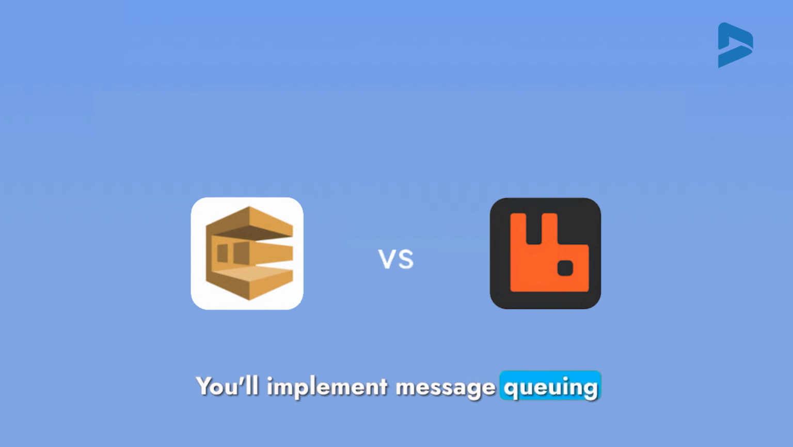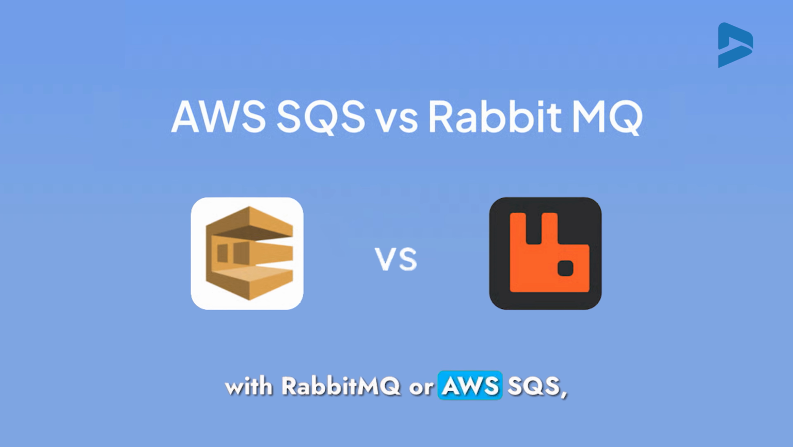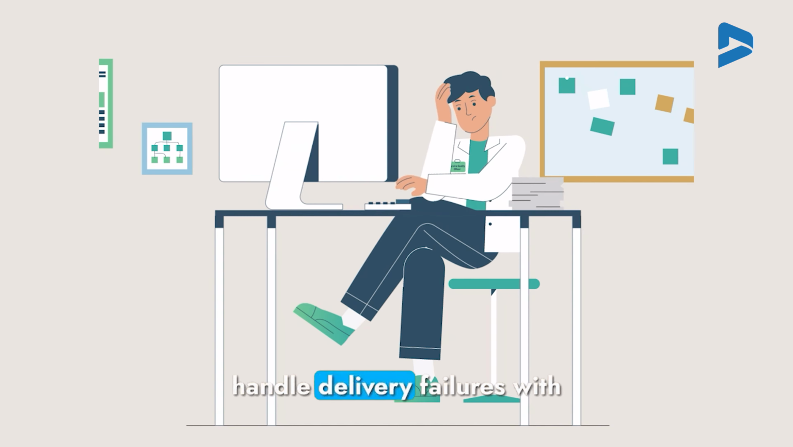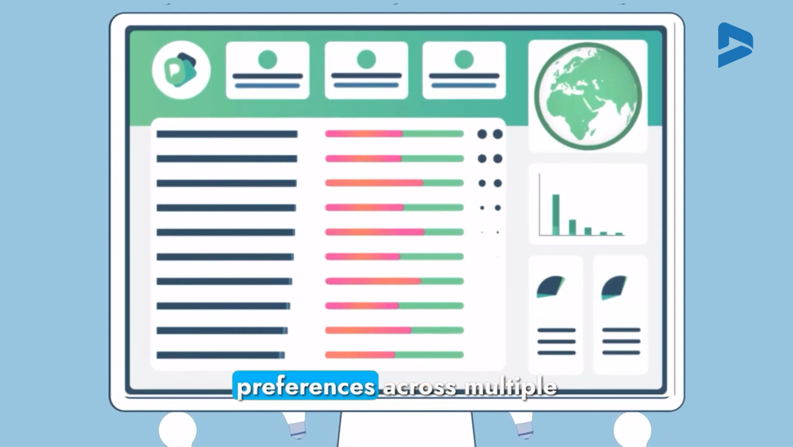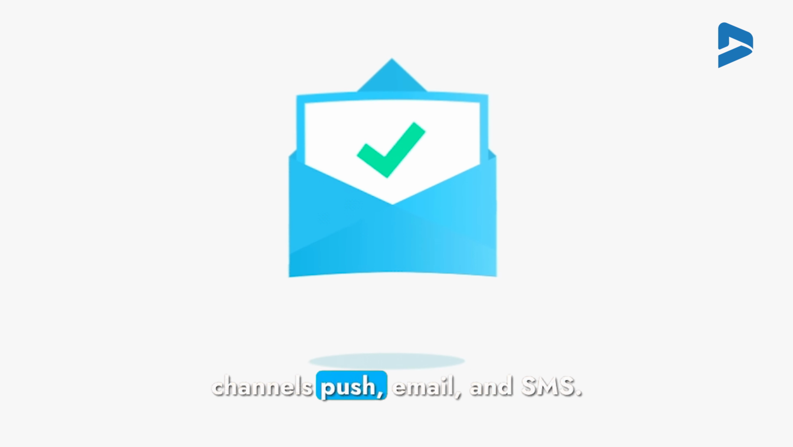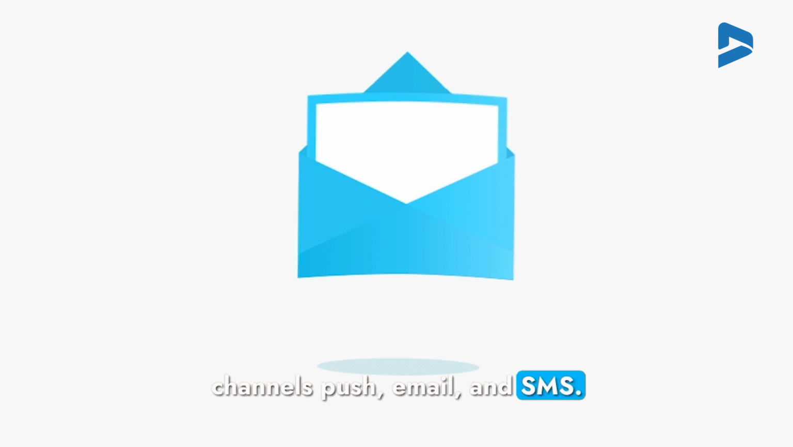You'll implement message queuing with RabbitMQ or AWS SQS, handle delivery failures with exponential backoff, and manage notification preferences across multiple channels, push, email, and SMS.